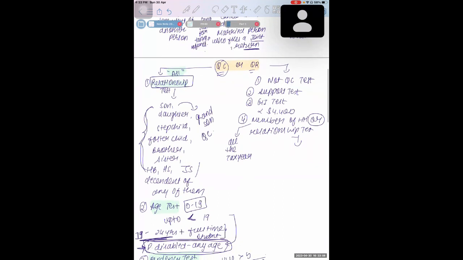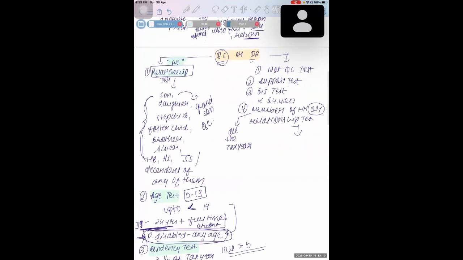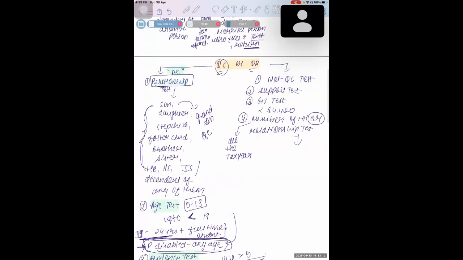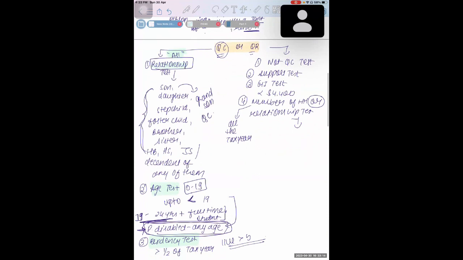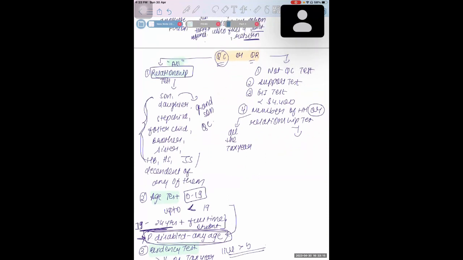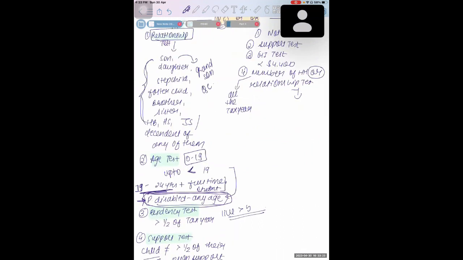Qualifying child is clear. Next is qualifying relative. Now, ma'am, I have one question. Yeah, tell me. If the scenario is an under-19 son who is a criminal, then can he be claimed for the child credit? It depends.